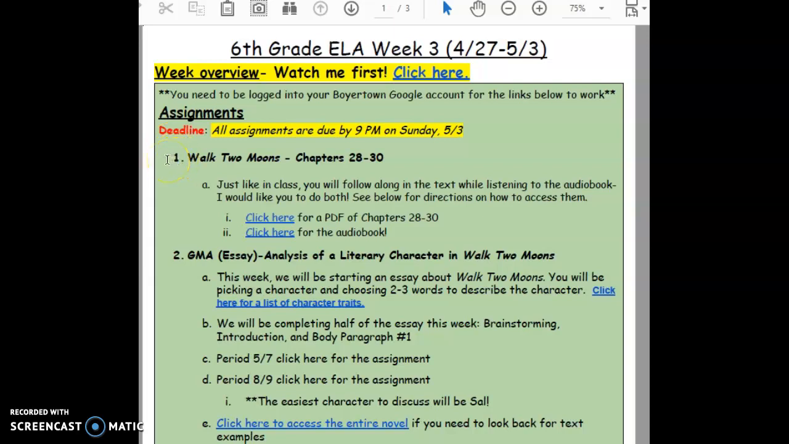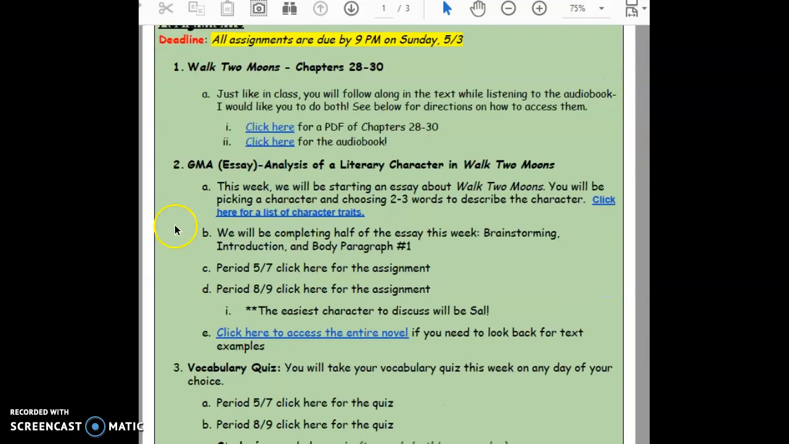Okay, so you're going to continue reading Walk Two Moons. You're going to read 3 chapters this week, chapters 28 to 30. Here I have a link to the PDF and the audiobook. You'll notice that this week there are no chapter questions. You do not have to do any of those this week because we are going to be starting number 2, an essay on the book. So you're just going to read your chapters, and then we're going to start working on the essay.